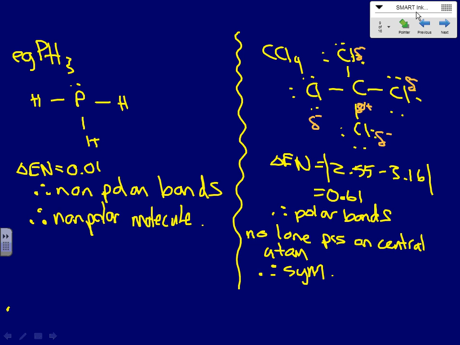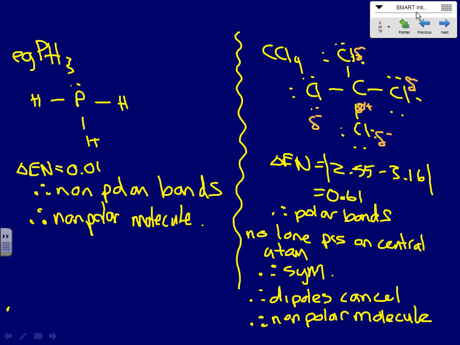The molecule is symmetrical, which means all of the dipoles will cancel each other out because they're all pointing in opposite directions. All those little magnets will cancel each other away. And if I have a symmetrical molecule, then I can say that the dipoles cancel, and I can then say, therefore, that this is a non-polar molecule. There's a lot of therefore statements because they all kind of lean on the previous one.